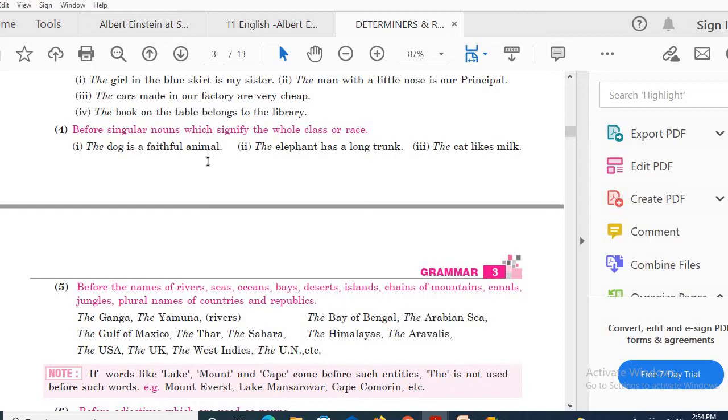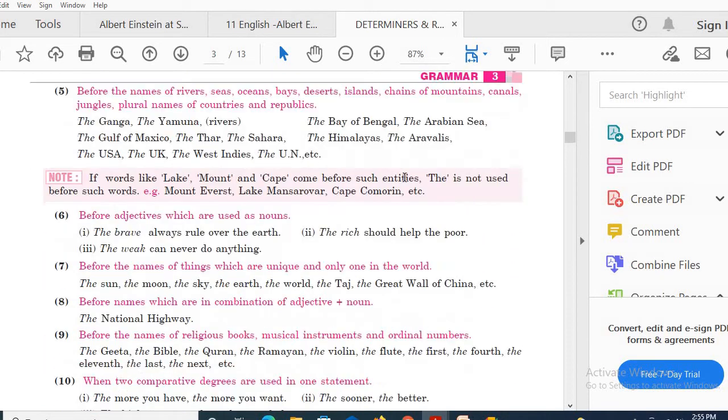Just like if I say the dog is a faithful animal, I can also say the elephant has a long trunk. In this way, I am moving on to the next one right now. Before the names of rivers, seas, oceans, chain of mountains, islands also, canals, plural names of countries and republics also, the is used. Just like the Ganga, the Yamuna, then obviously the Bay of Bengal, the Arabian Sea, the chain of mountains, I am talking about the Himalayas, the Aravallis.